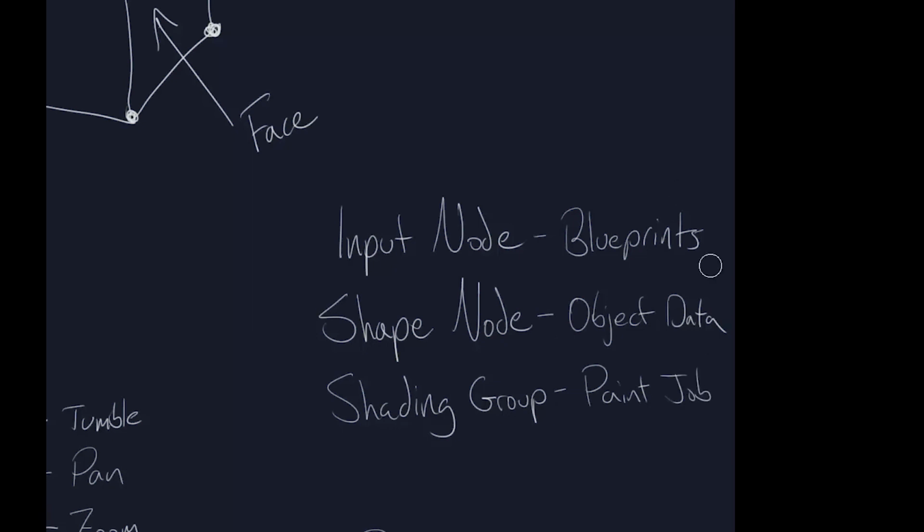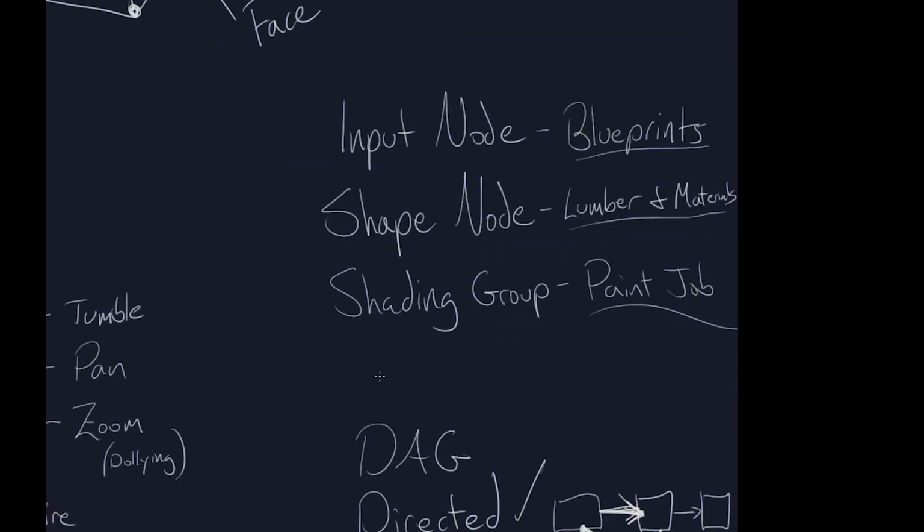And if you want to keep everything in the construction analogy, the shape node basically is all of your wood and nails and lumber and materials and sheetrock that actually forms whatever it is you're building. Your input node is your blueprints, and your shading group is your paint job, allowing you to actually see it when you're done. Now, those three nodes are connected like so.